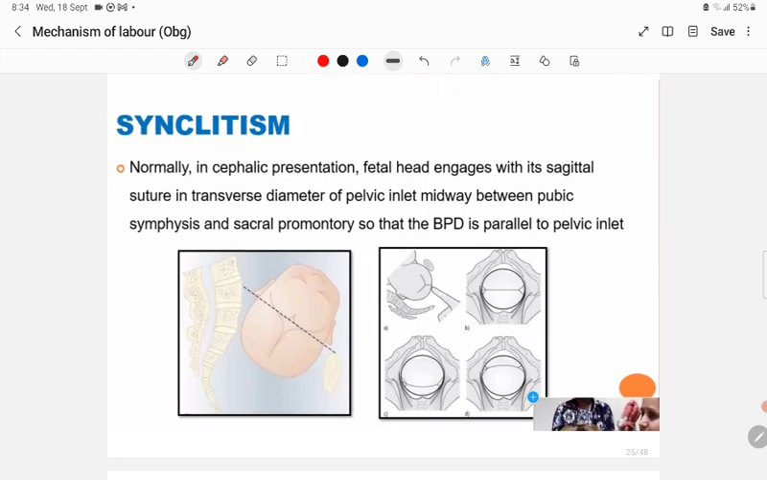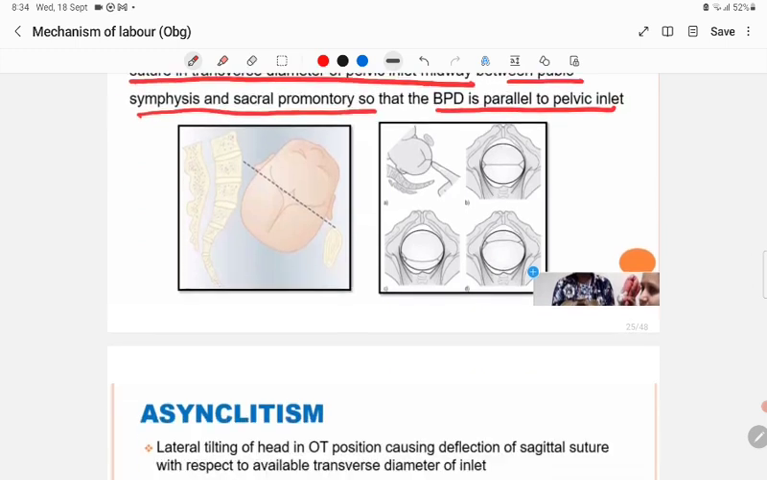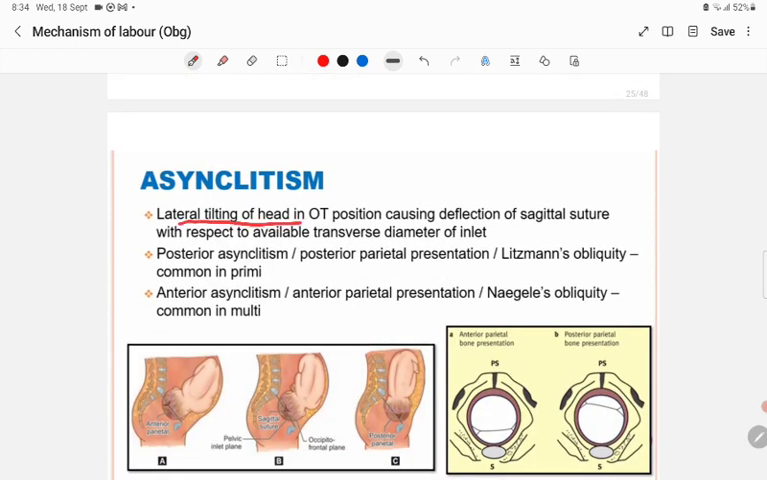What is synclitism? Normally, in cephalic presentation, the fetal head engages with its sagittal suture in the transverse diameter of the pelvic inlet, midway between the pubic symphysis and the sacral promontory, so that the BPD is parallel to the pelvic inlet. In asynclitism, there is lateral tilting of the head in transverse position, causing deflection of the sagittal suture with respect to the available transverse diameter of the inlet.